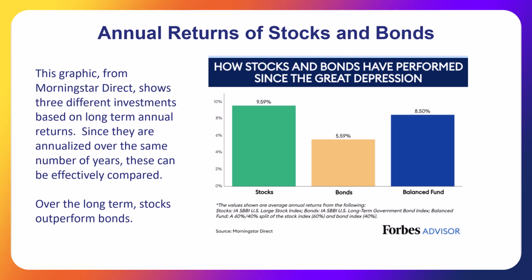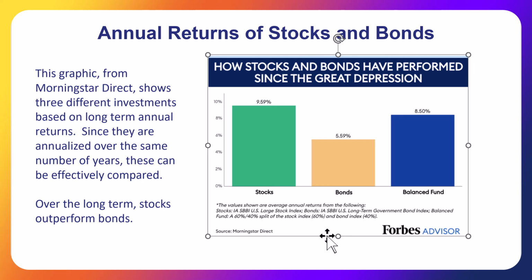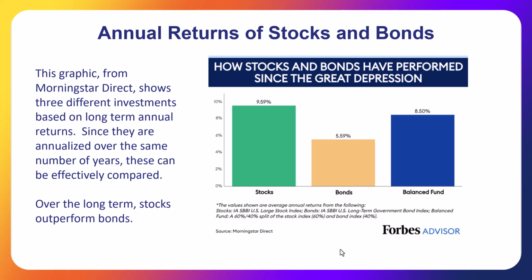So what do the returns of stocks and bonds look like in general? Here's a graph from Morningstar Direct that shows three different investments. For stocks, the average looks like about 9.59%. Bonds, 5.59%. And then a balanced fund, which is a 60-40 split between the index fund and the bond fund.